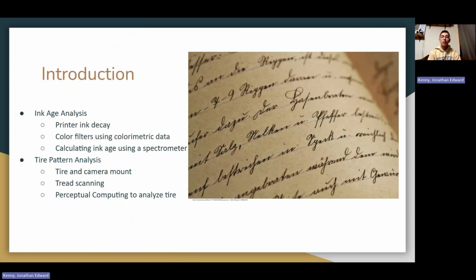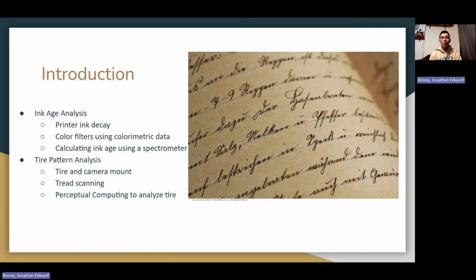Additionally, the second project that we'll be undertaking is the tire pattern analysis, which will be using a tire and camera mount along with tread scanning to then be putting it into a computer system where it can use preconceptual computing to analyze the tire pattern and treads and mark out any key indicators.